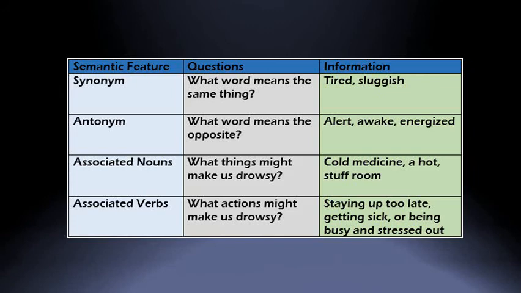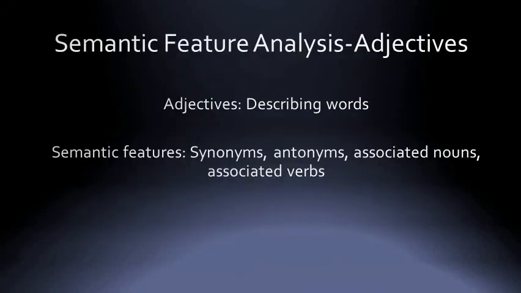What words mean the opposite? Well, words like alert and awake are the opposite of drowsy. Then we might ask, what might make us drowsy? And we could say cold medicine or being in a hot, stuffy room might make us feel drowsy. And finally, what actions might make us drowsy? And I could say staying up too late, getting sick, or being really tired and stressed out might make us feel drowsy.